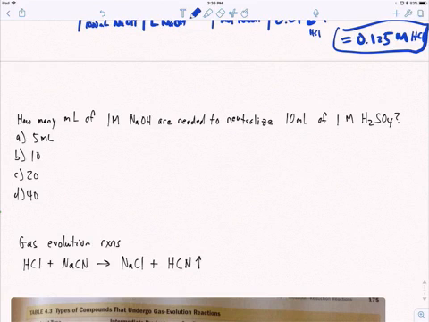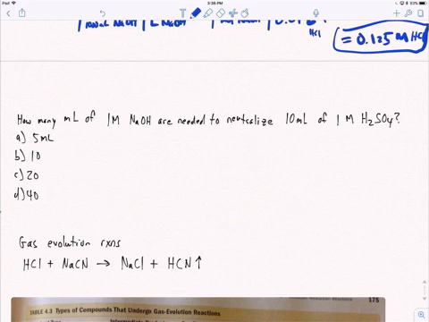There's a trick here. How many for A? 5 milliliters. Same concentration, so it's going to be the same. So how many for B? 10. How many for C? 20. How many for D? 40. Okay, we got some people going for 10.